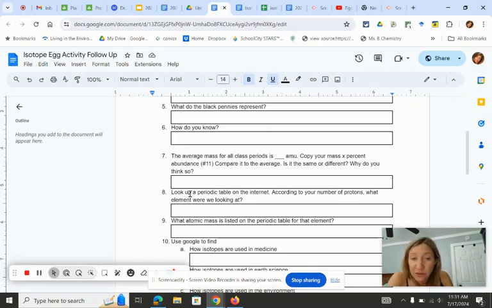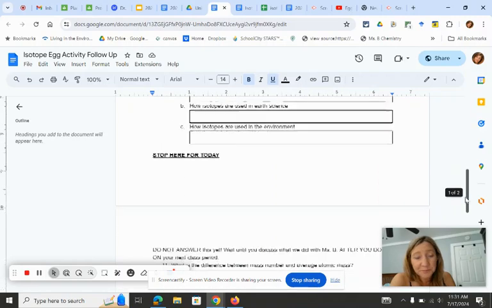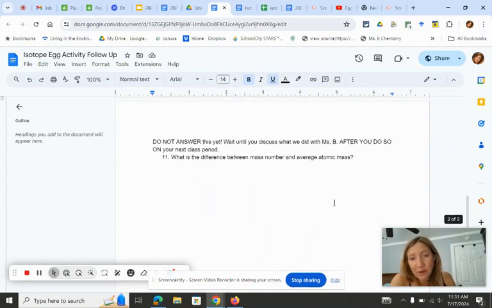And then this part is just Googling the periodic table on the internet, and then according to how many protons we have, and you should have figured out based on whether or not those are pennies or black pennies or beads, what element are we looking at? Record that atomic mass down. Google what isotopes are used for in these 3 areas. And then you probably are okay to move on to this, or just make sure that I have a conversation with you or you watch this video for this next part. Because you will get this wrong if you don't watch this video or have me talk about it in person. So mass number and average atomic mass, what are the differences?